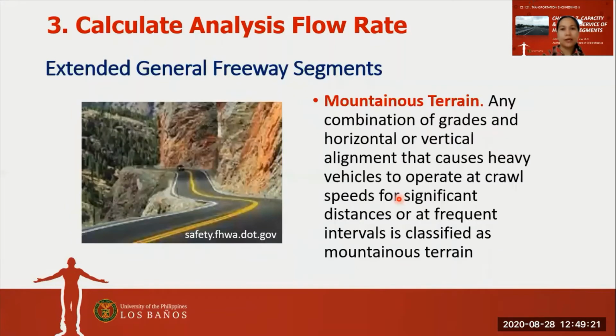And then we have the mountainous terrain. This is any combination of grades, whether horizontal or vertical alignment, that causes heavy vehicles to operate at crawl speeds for significant distances or at frequent intervals, and this is classified as mountainous terrain.